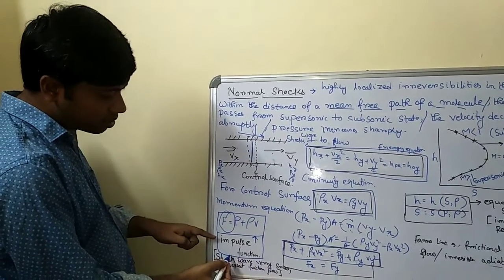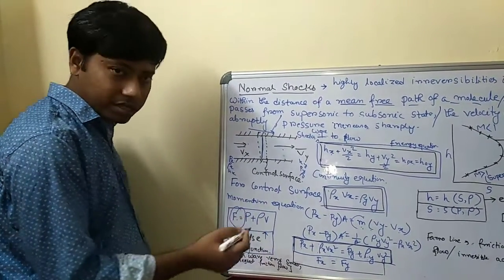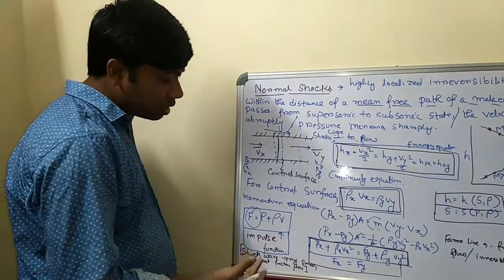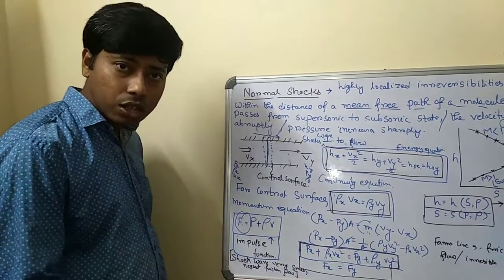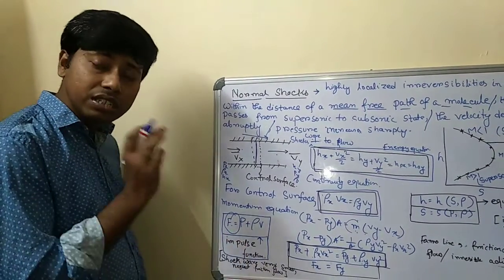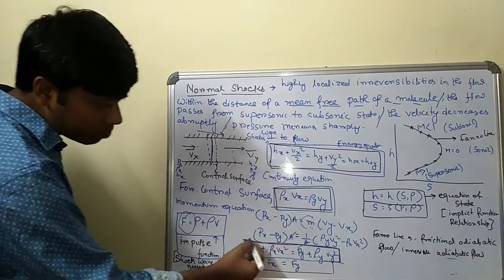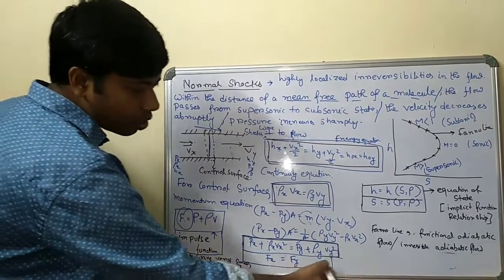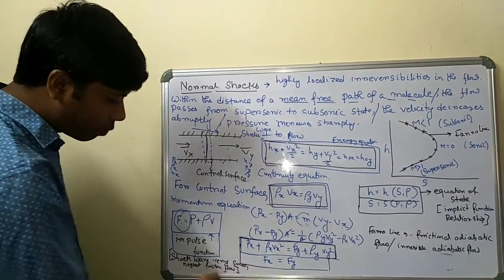So basically P plus rho V square is nothing but the impulse function. These are basically flow properties, the sum of the pressure and the product of density and velocity squared of the fluid. This is the impulse function, which indicates the flow parameters. So this is the impulse function in the upstream direction, and this is the impulse function in the downstream direction. So that will be equal. So Fx is equal to Fy.